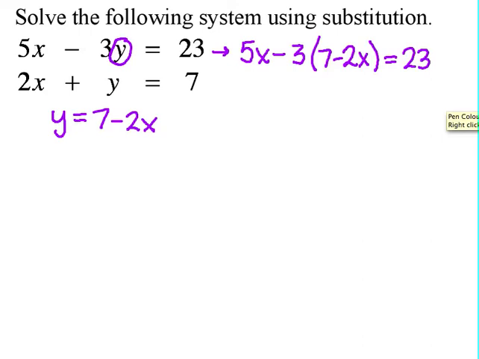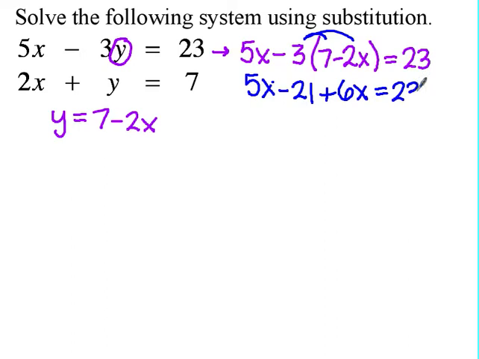Now to solve this, I'm going to distribute that negative 3. So I have my 5x. What is negative 3 times 7? Negative 21. What is negative 3 times negative 2x? 6x. Now let's add like terms together. What do I get on the left side? 11x minus 21 equals 23.